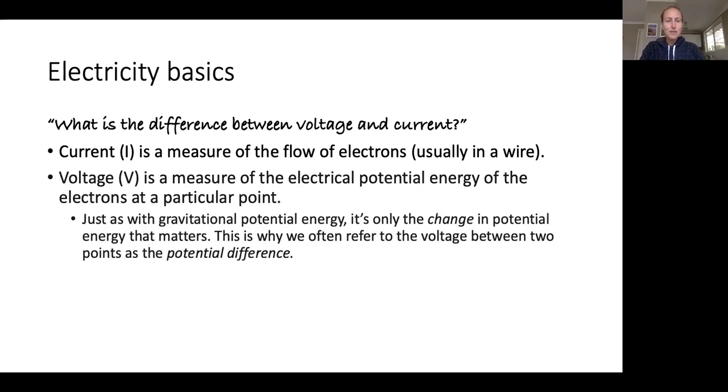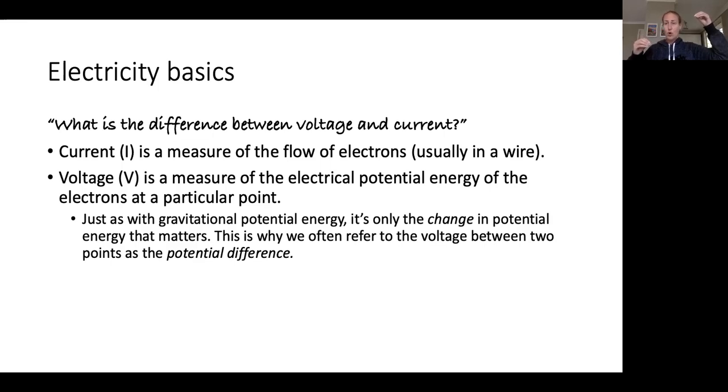Now, the voltage is a measure of the electrical potential energy of these electrons at a particular point. But just like with gravitational potential energy, it's only really the change in potential energy that matters. So when an electron goes from point A to point B, the potential energy might be high, and then something happens so that at point B, the potential energy is lower.